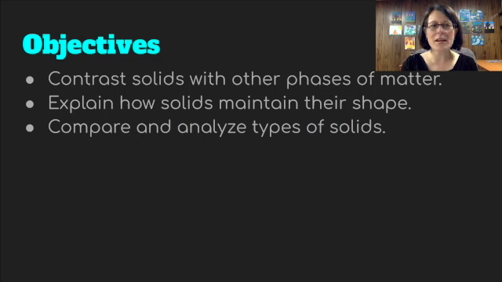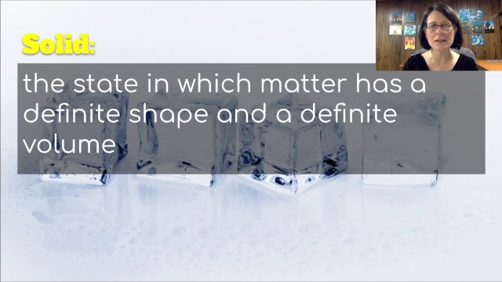So our objectives today are to contrast solids with the other phases of matter, to explain how solids maintain their shape, and compare and analyze types of solids. Let's get started. Solids are the state in which matter has a definite shape and a definite volume. They hold their shape and they maintain a certain volume that we can measure. We were doing that in class when we were measuring density.